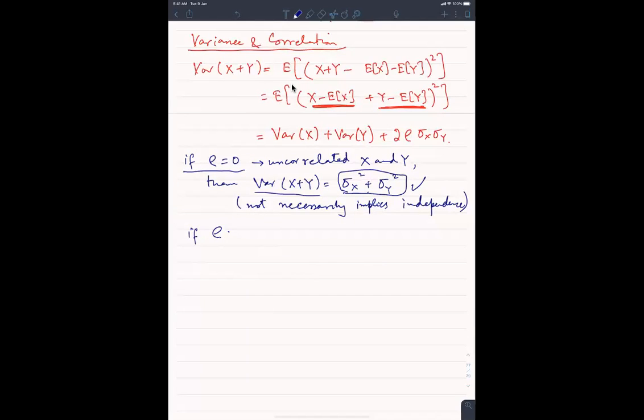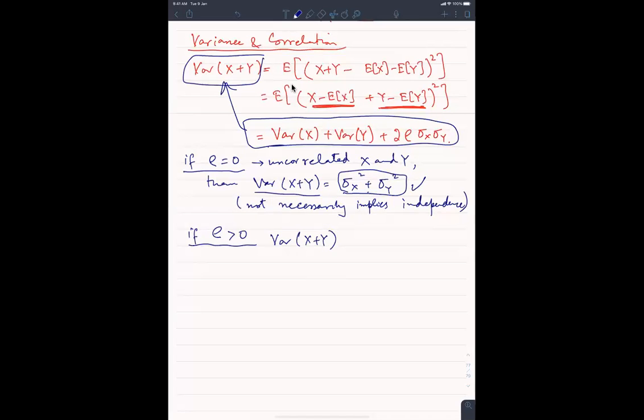Then if correlation is greater than 0, from this relation, variance of x plus y will be greater than the sum of the individual variances.